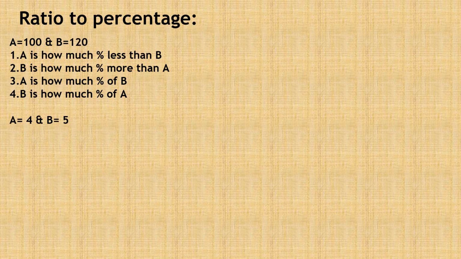Now we are going to do ratio to percentage conversions. A is 100 and B is 120, that is 5 is to 6. A is how much percent less than B? 1 less than B, that equals 1 by 6 into 100 is equal to 16.66% or 16 2 by 3%. B is how much percent more than A?